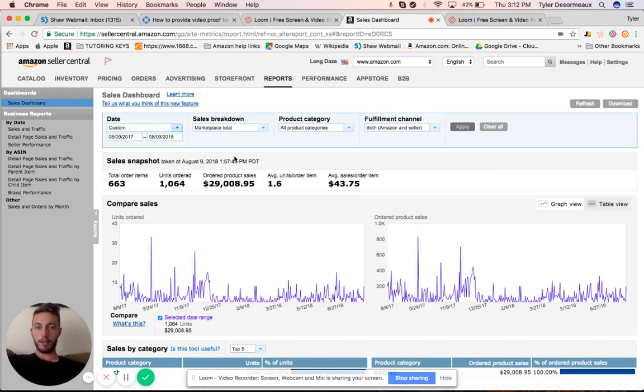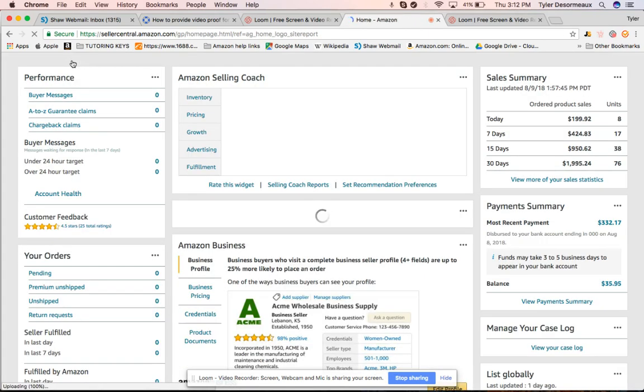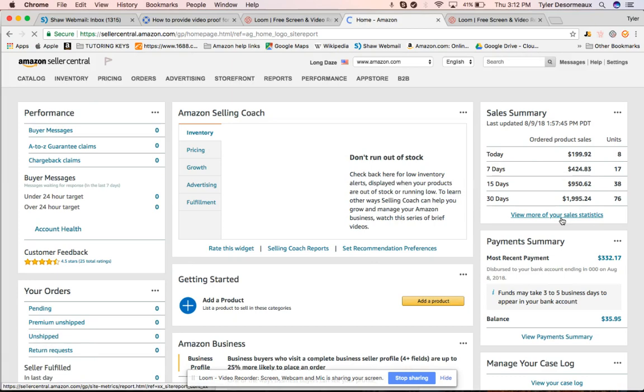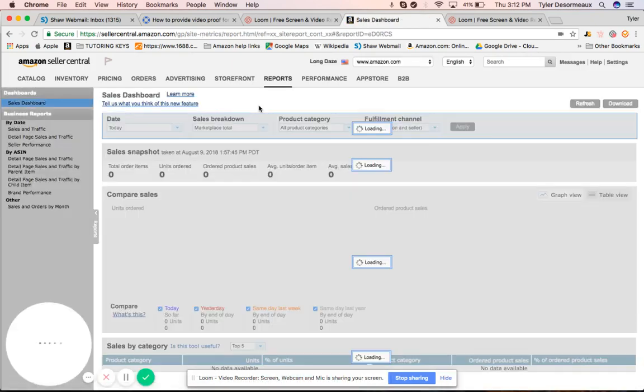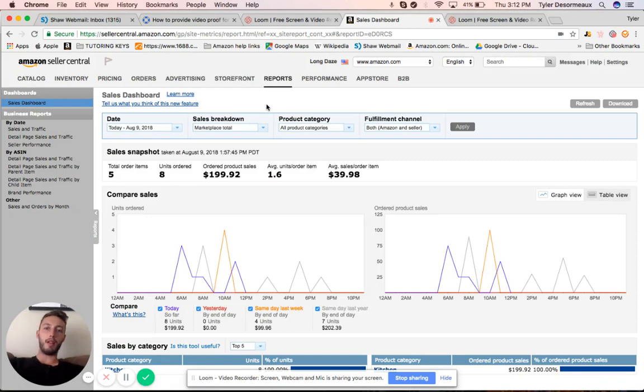Okay, and as you can see, just over 29,000 US dollars in revenue for the year and over 1,000 units sold. So not bad numbers. Let's see here. All right, so let's go back into date range reports. So this is basically just going to show you the numbers that are on my profit and loss statement. You'll be able to see all of them here.